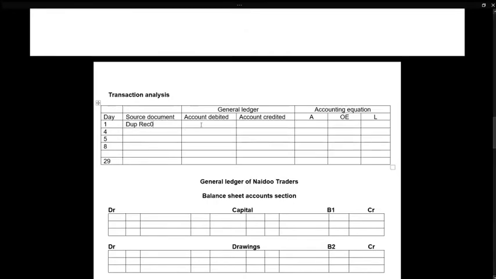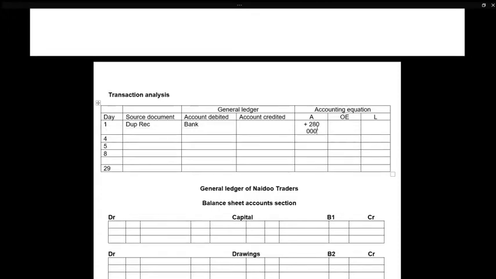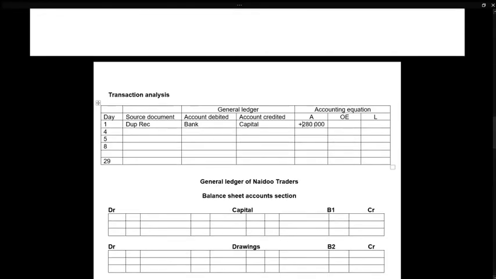That did give us a number 001. It's not necessary to put that in there. My bank will increase in the debit side. Bank is classified as assets, therefore my assets will increase with 280,000 rand, the amount of capital. My capital is an owner's equity account. Owner's equity, it will always have a positive influence on my owner's equity. There you go. Okay, done with that transaction.